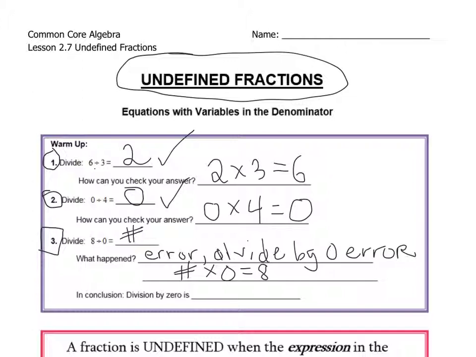Can you think of any number in the real number system that if you multiply by 0, you get back to 8? Well, no, you can't. That's impossible. Because when you multiply by 0, the product is always 0. So this is what we call undefined. Whenever you divide by 0, which means there's a 0 in the denominator or the bottom of a fraction, division by 0 is what we call undefined.